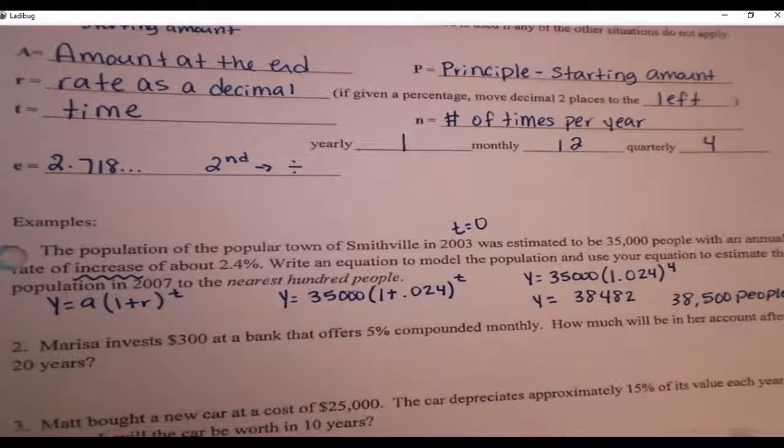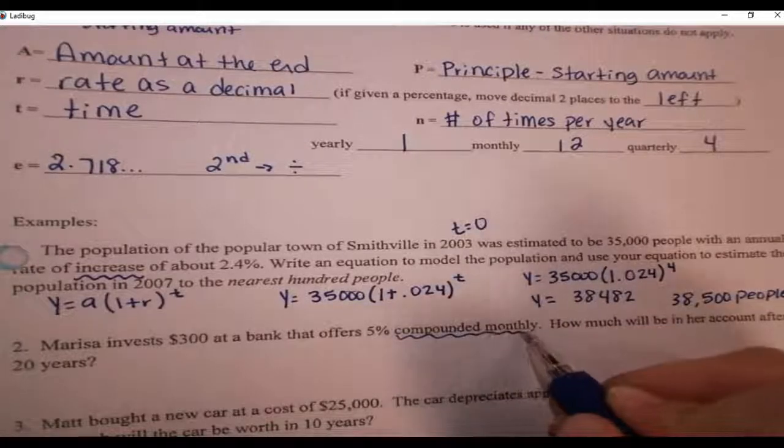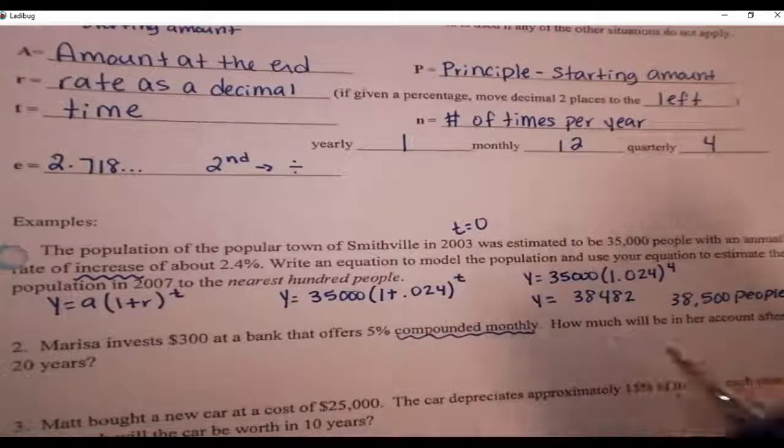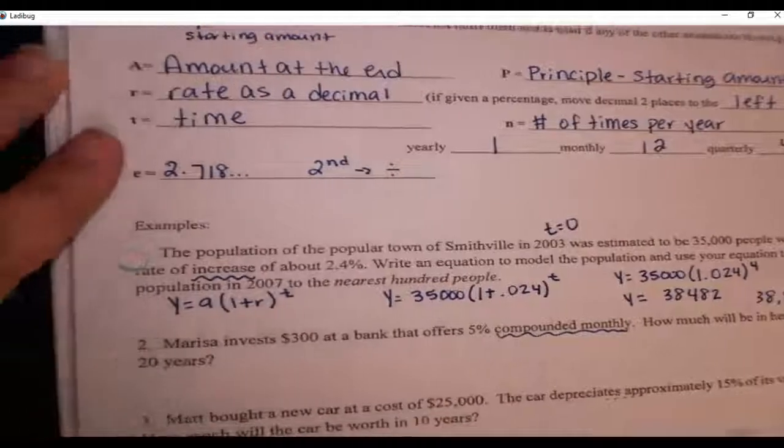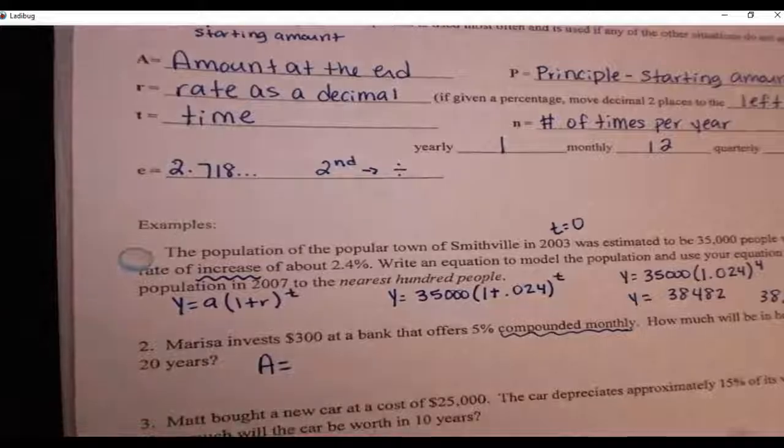Question on that one? Or else I got 2. So number 2 says Marissa invests $300 at a bank that offers 5% compounded monthly. How much will be in her account after 20 years? So if this is compounded monthly, which equation do I need to use? The second one. Good.